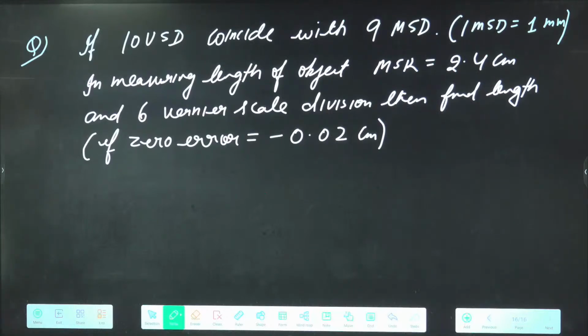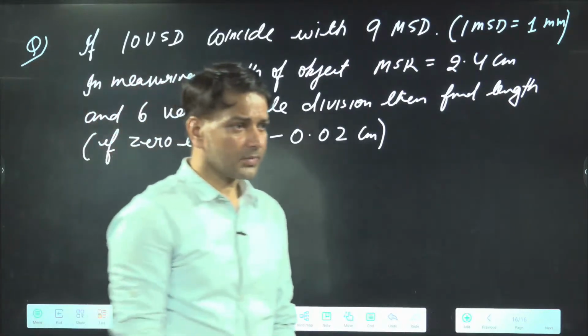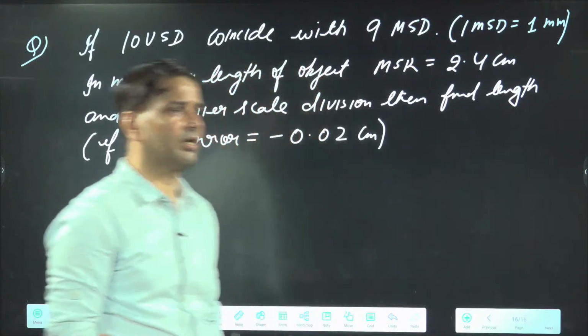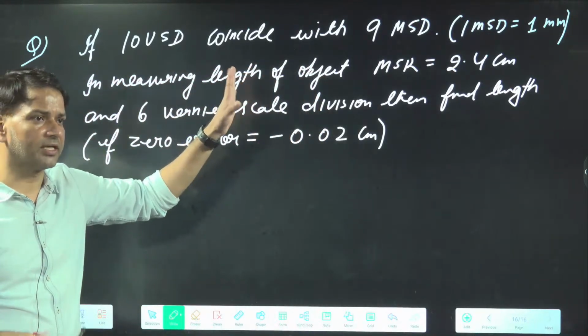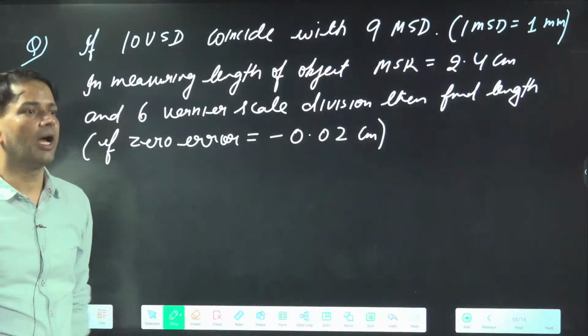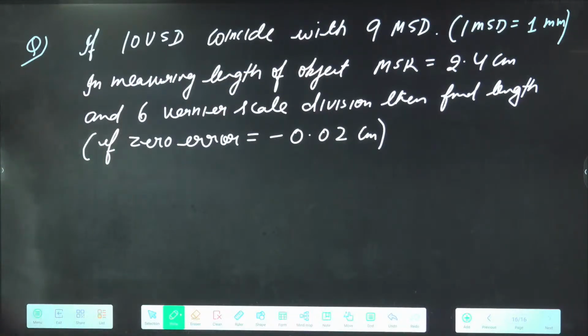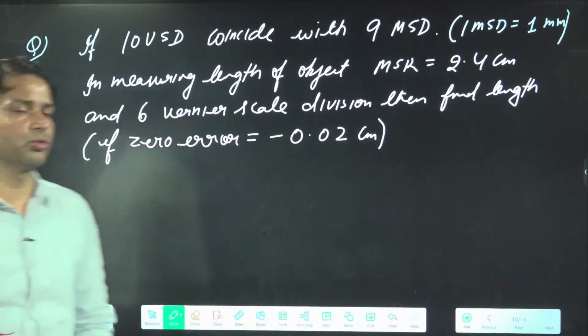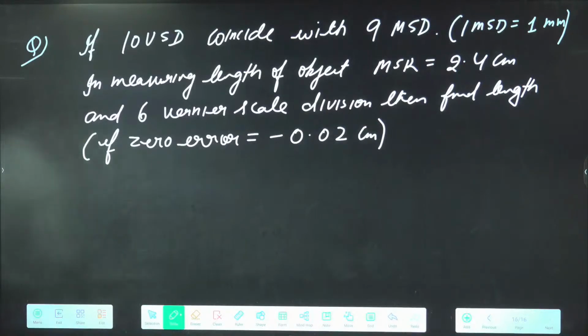So if 10 Vernier scale divisions coincide with 9 main scale divisions, and main scale division they have given 1 millimeter. So we are measuring a length with the Vernier calipers. They have given the main scale reading as 2.4 centimeter and the Vernier scale division as the 6th division. Then we have to find the length, and zero error they have given is minus 0.02 centimeter. Then the first data they have given is for the least count.